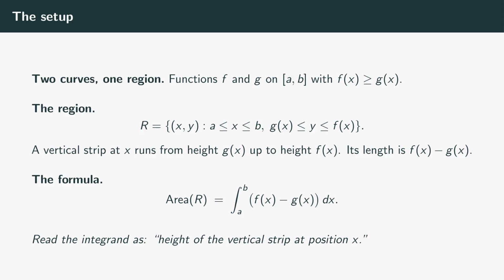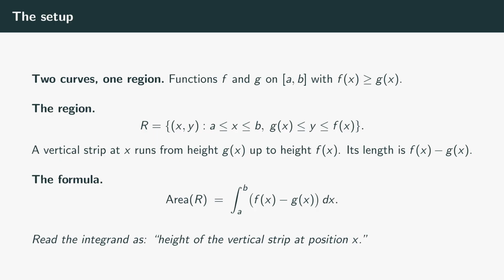We have two functions, f and g, both defined on a closed interval from a to b. The hypothesis is that f is the upper curve and g is the lower curve, f of x greater than or equal to g of x for every x in the interval from a to b. The region R between them is the set of points x, y with x in the interval from a to b and y between g of x and f of x. Geometrically, it's the region you'd shade with a pencil if I drew the two curves and asked you to fill in the space between them.